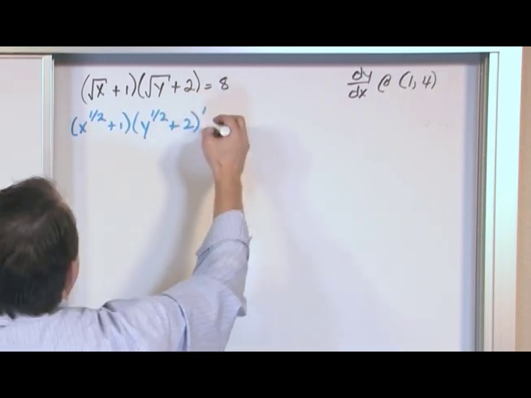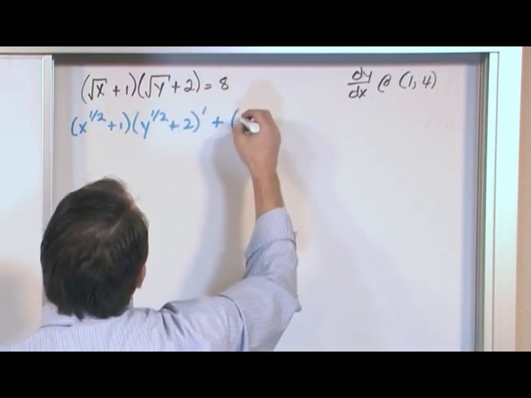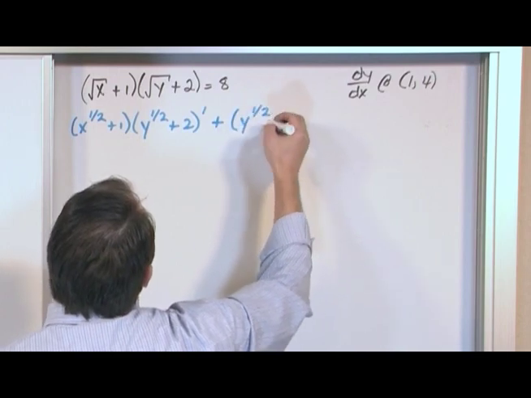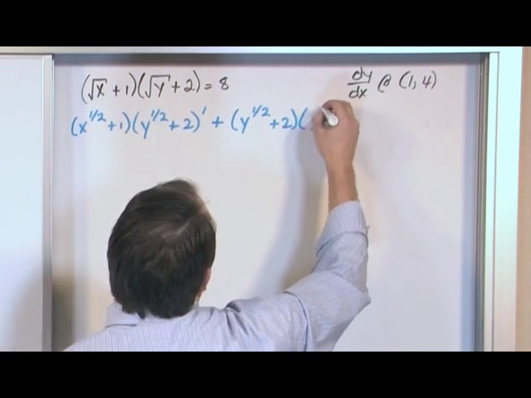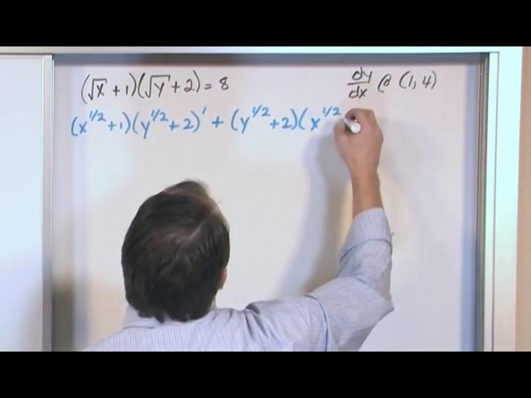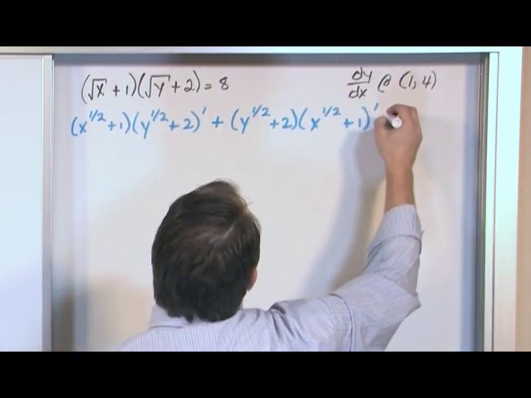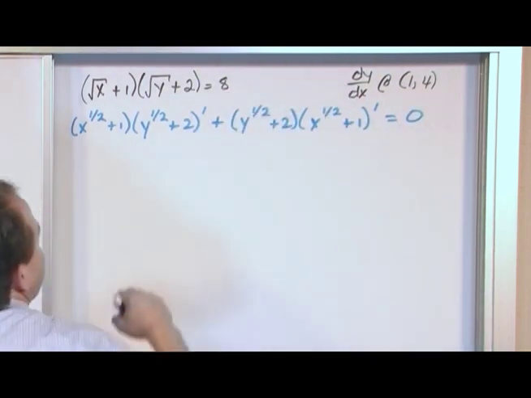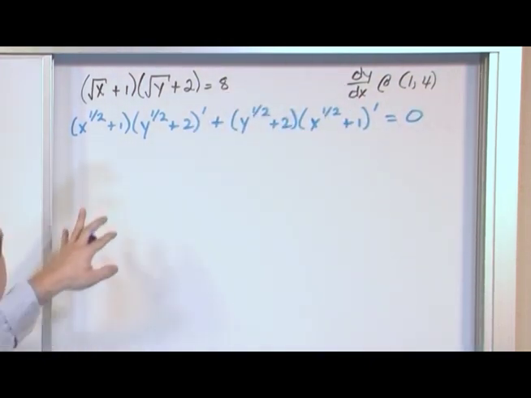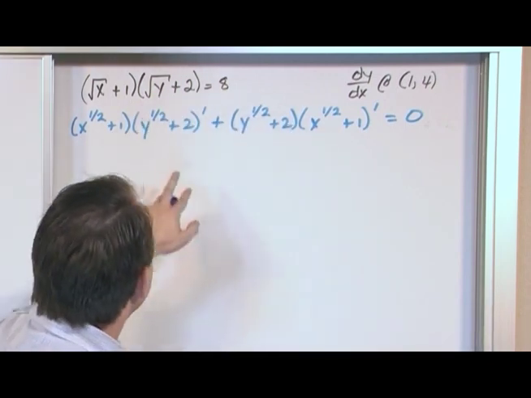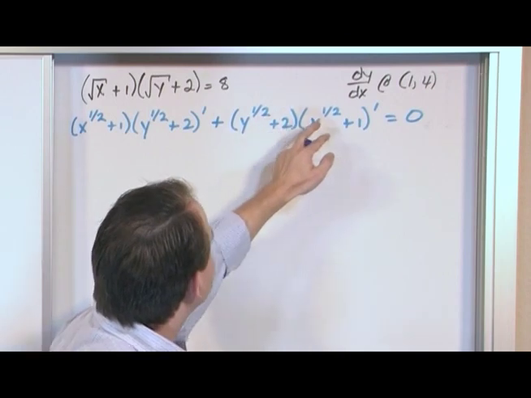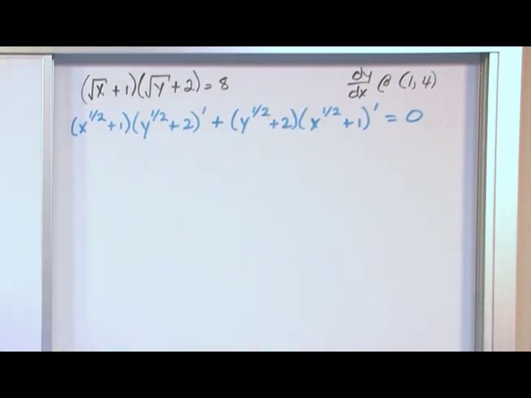First times the derivative of the second, plus the second quantity, y to the 1/2 plus 2, times the derivative of the first, (x to the 1/2 plus 1) prime, equals 0, because we take the derivative of the right-hand side and we get 0. So make sure you understand: first times the derivative of the second plus the second times the derivative of the first. We just replaced the square roots everywhere with powers of 1/2. All right, so let's go ahead and take these derivatives and see what we get.